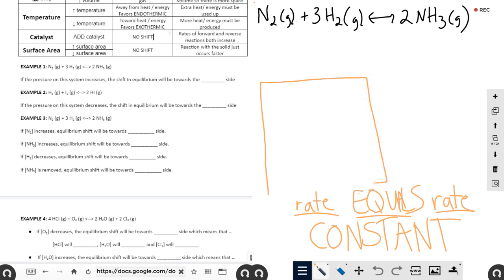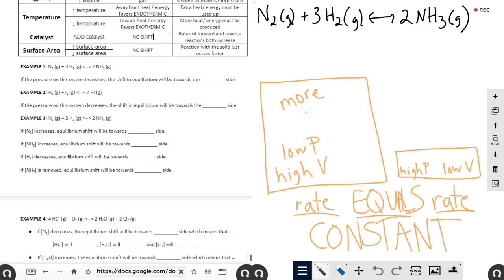I'm going to have this container right here, and then this container. This container has high volume, low pressure. Lots and lots of space. So this one has high pressure, low volume. If I'm talking about moles of particles, this container under low pressure has room for more moles of particles, and this container under high pressure with less volume has room for less moles of particles.